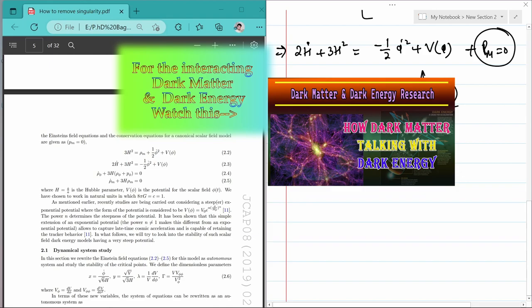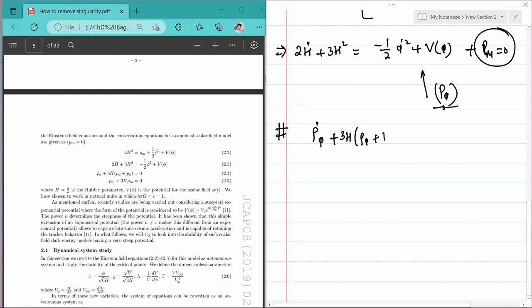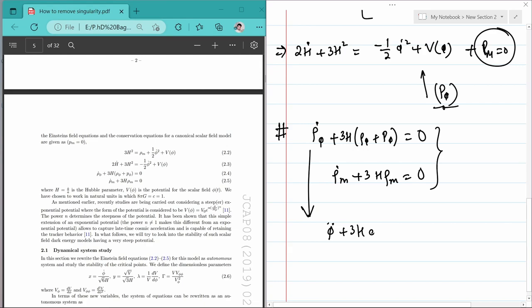So we can say that rho phi dot plus 3h rho phi plus p phi is equal to 0, and similarly for this equation, 3h rho n is equal to 0. Now this equation is basically the field equation in the quintessence, which is actually giving you phi double dot plus 3h phi dot plus dV over d phi, where V is the potential of the quintessence. So this is the field equation when you are using these two equations.